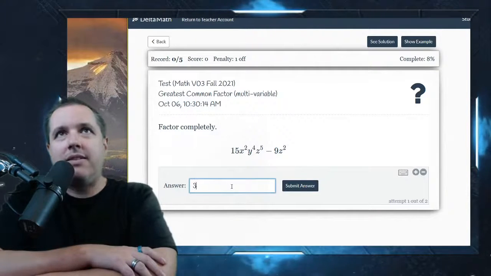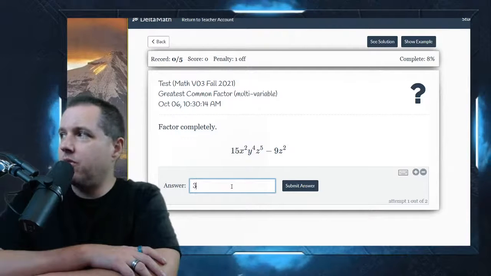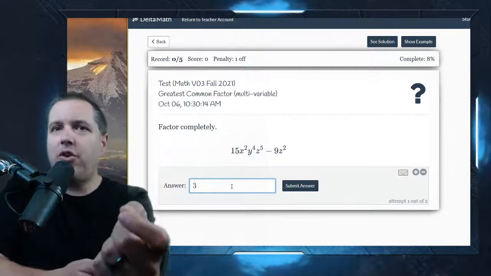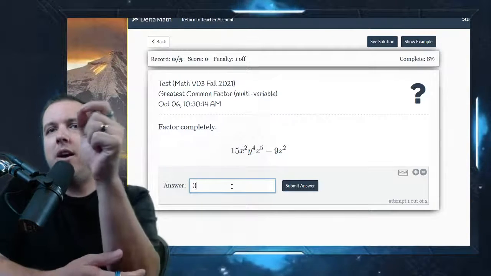And then I look at my x's. Do x's occur in both terms? No, so they're not in common. Remember what the term common means in mathematics.